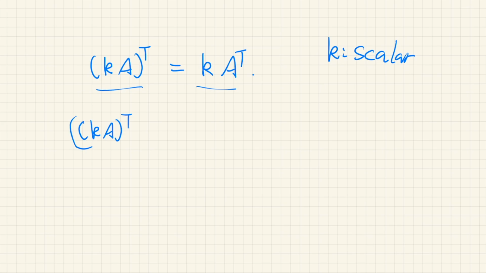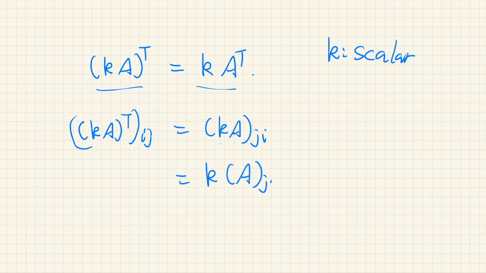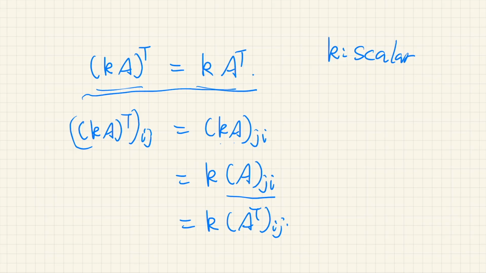(Ka) transpose ij element is by definition Ka ji element. And by the definition of scalar multiplication of a matrix, this is equal to K a ji. But this one is the transpose element. So it is K a transpose ij. Therefore, this equality holds, and we are done.